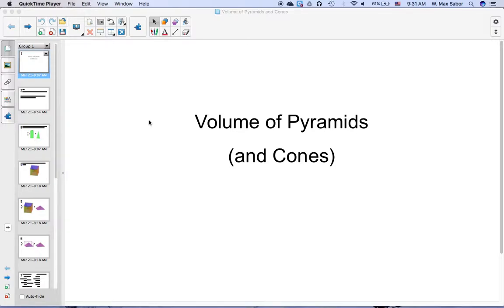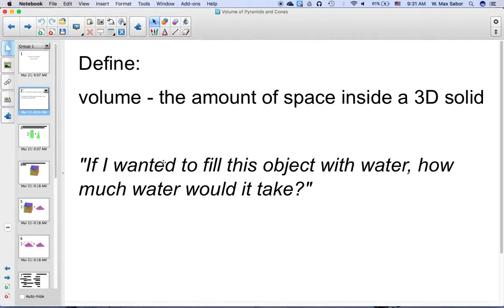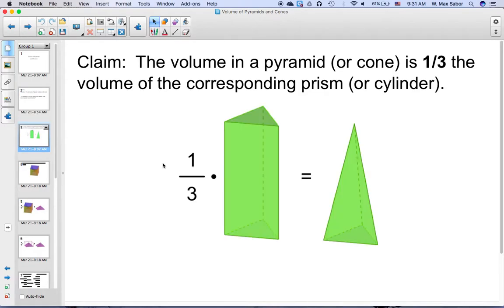So, the volume of pyramids and cones. Once again, let's remember what volume is. Volume is the amount of space inside a three-dimensional solid. So if you wanted to fill this object with water, how much water would it take? The volume of a pyramid or cone is a third of the volume of the corresponding prism or cylinder.